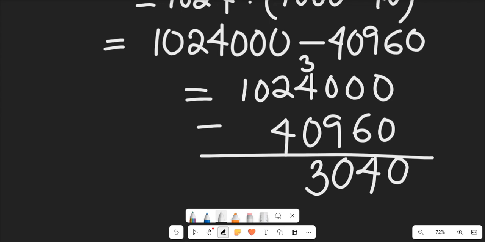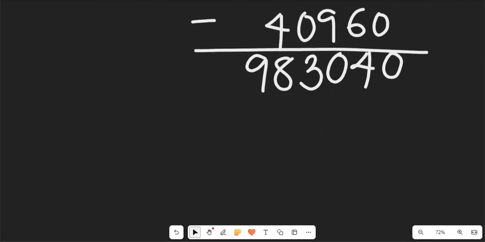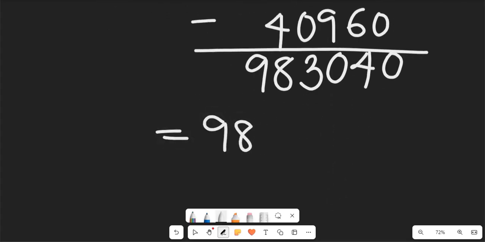Then this will be what? This will be 2. We borrowed 1 here to give me 9, 10. We borrow 1 to give me 12. 12 minus 4 is going to give us what? 12 minus 4 is going to give us 8. And then we'll have 9 remaining, and that 9 will be here. So the solution to this expression will now be equal to 9, 8, 3, 0, 4, 0.